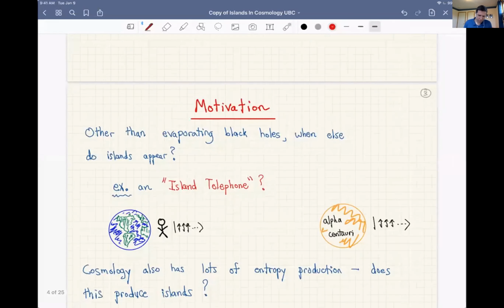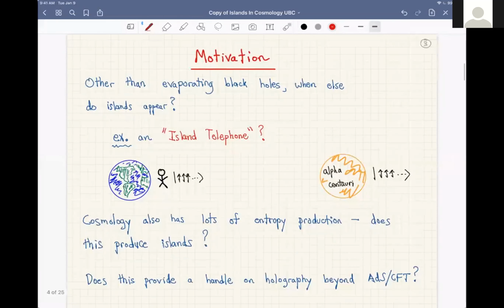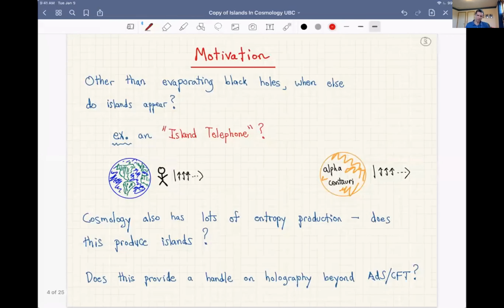Secondly, cosmology also has lots of entropy production. So this seems like a natural place to look. Does cosmology produce islands? The bigger underlying question here is, does this provide a handle on holography beyond AdS/CFT, as I've been suggesting? So the answers here are going to be: is there an island telephone?